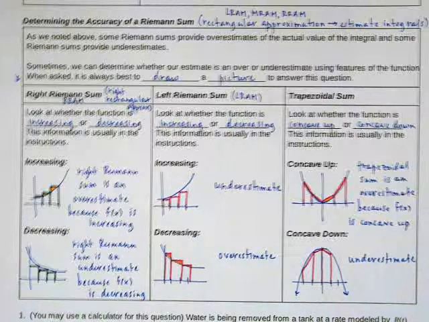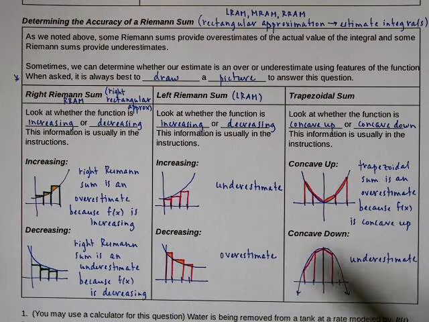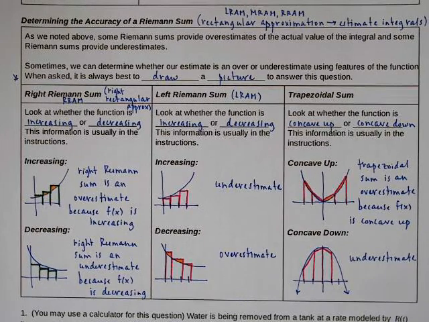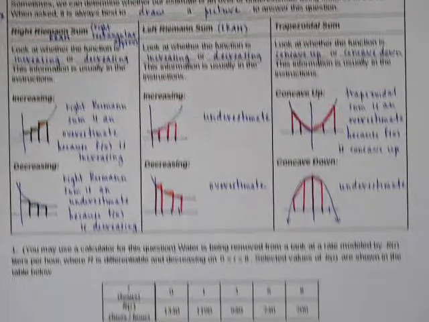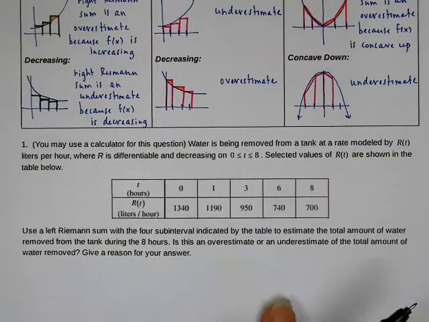Again, the big idea here is not to memorize this information, it's to be able to use this process of making a sketch and sketching in some either rectangles or trapezoids to be able to come up with that interpretation. So here's a question where we'll practice with this. This is a typical FRQ covering this topic.